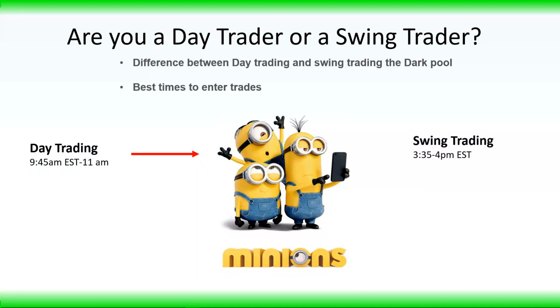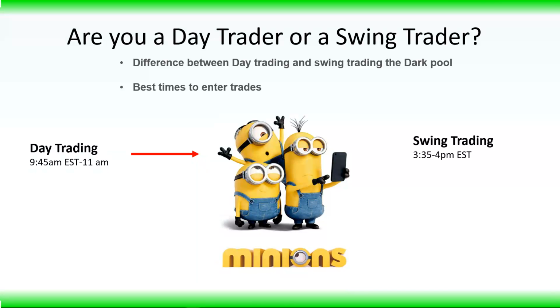Swing trading, 3:35 Eastern Standard Time. Why 3:35? I used to get in at 3:30, and I'd get shaken out. There'd be that last move, 3:35 to 3:45 or 3:45 to 4 p.m. It's best to wait until the last 5 minutes. You want to make sure your stock closes strong if you're going long.